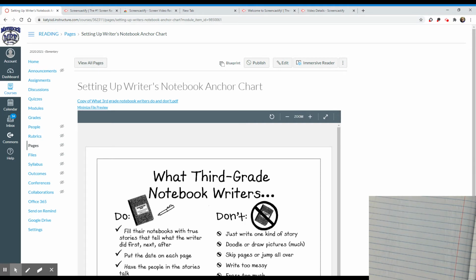Today we're going to talk about setting up your writer's notebook so that it's ready for the rest of the week. Because starting on Thursday, we're going to start brainstorming activities so that we can start jotting down some ideas for great stories later on.